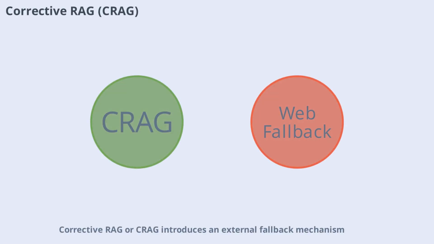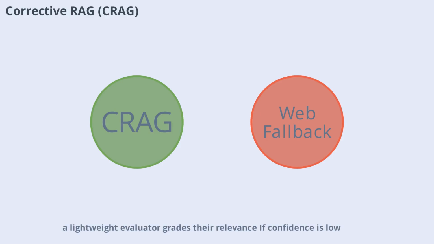Corrective RAG, or CRAG, introduces an external fallback mechanism. Before passing retrieved documents to the generator, a lightweight evaluator grades their relevance. If confidence is low, the pipeline triggers an external web search using APIs like Tavily or Serper to fetch real-time information. This ensures the system always delivers the most current and relevant answers.